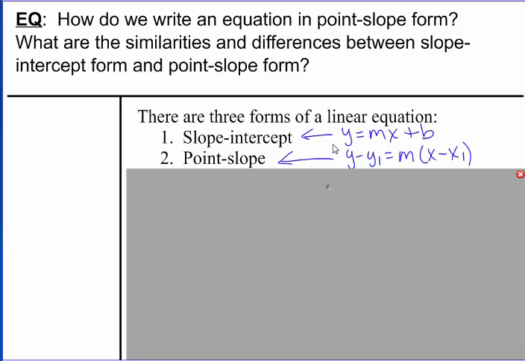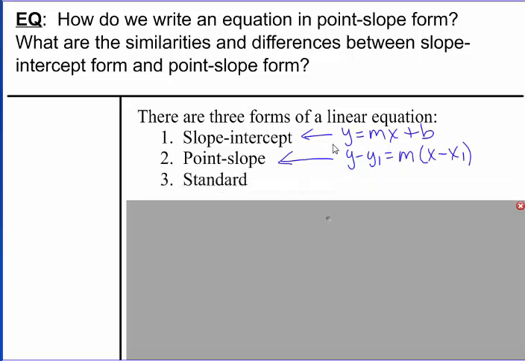And then later, we're going to talk about standard form. So standard form of a linear equation is ax + by = c. Again, that one we will discuss later. Right now, we are going to focus on the point-slope form.